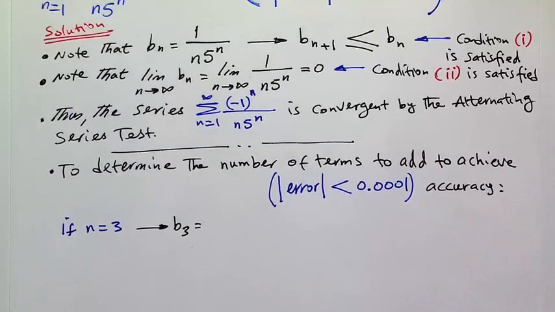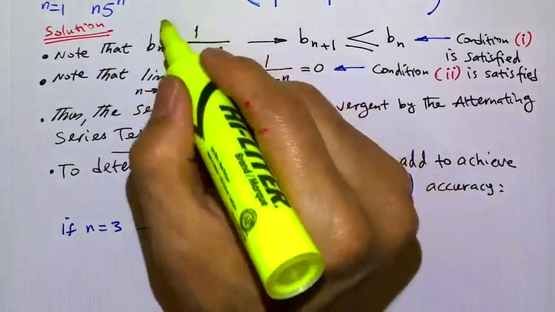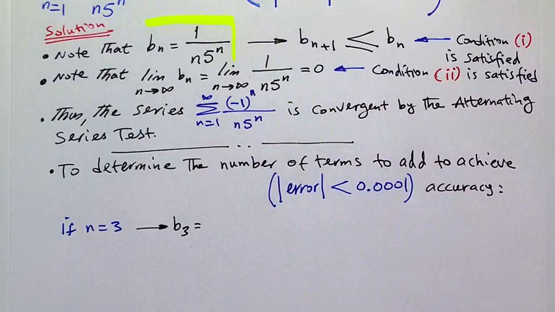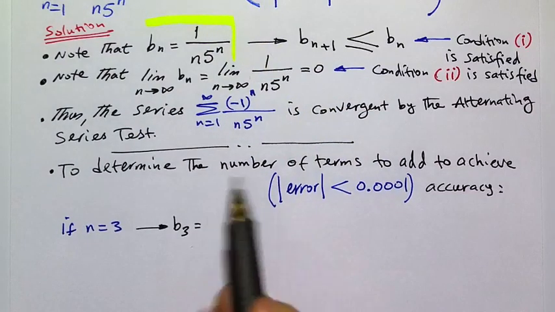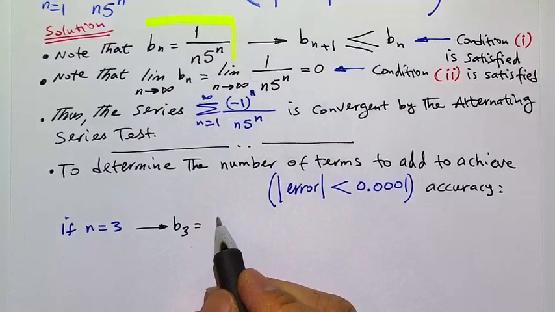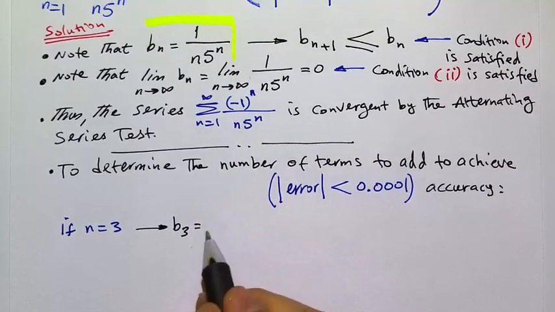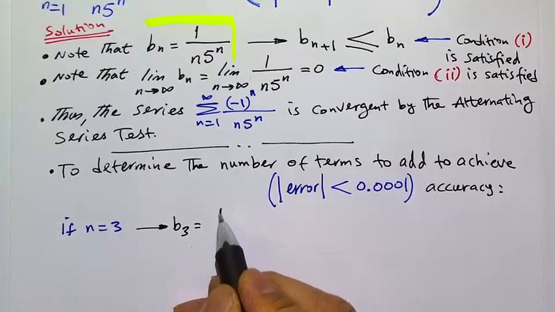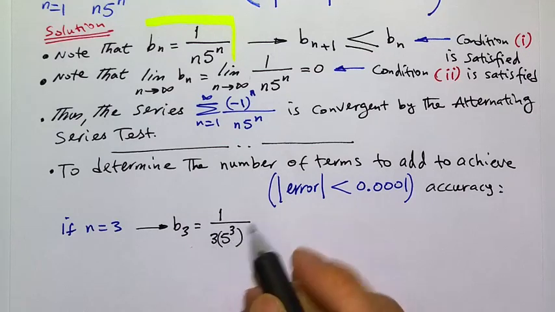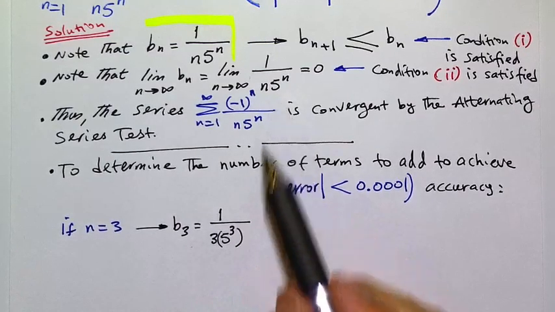Right there, let me actually, if I can find my highlighter. So these are our BNs, right? So I'm going to plug in for n here with 3. So for n equals 3, then B3 would be equal to 1 over 3 times 5 cubed. That's what we will have here.